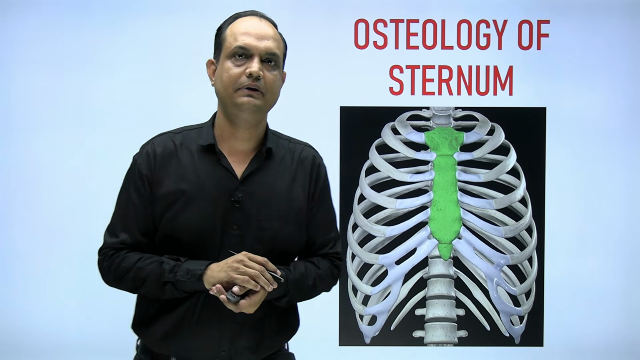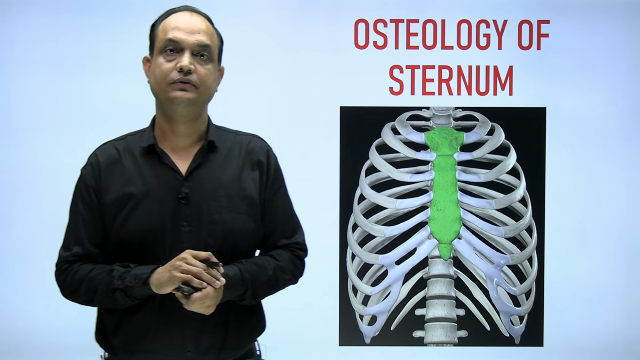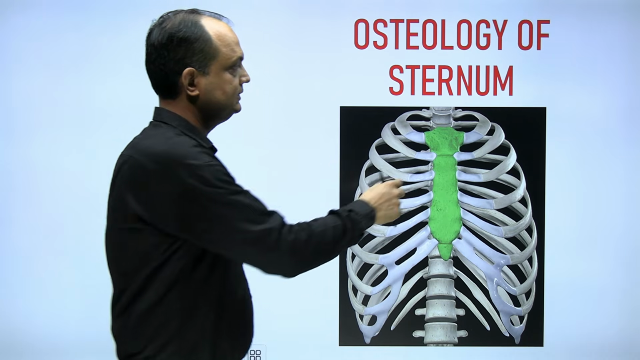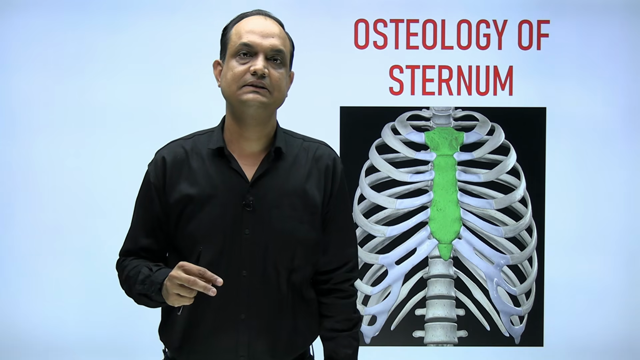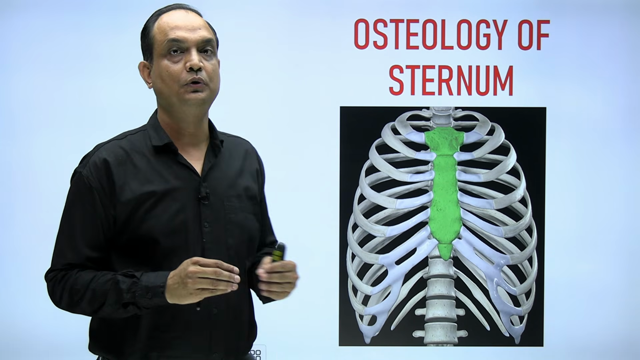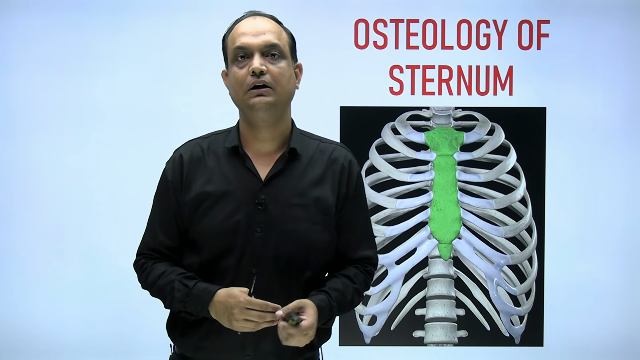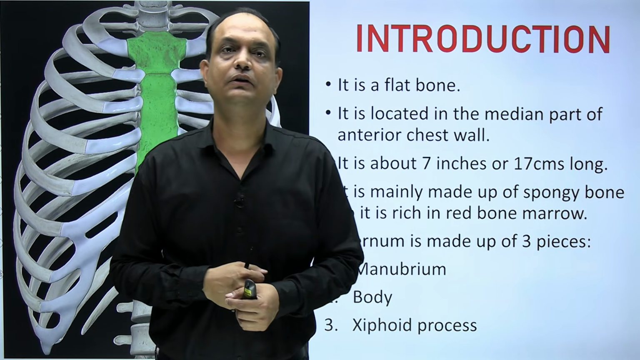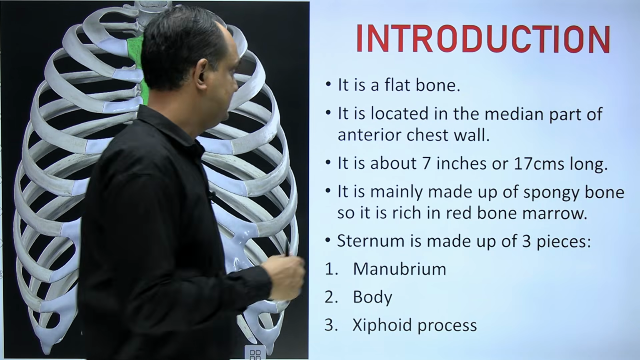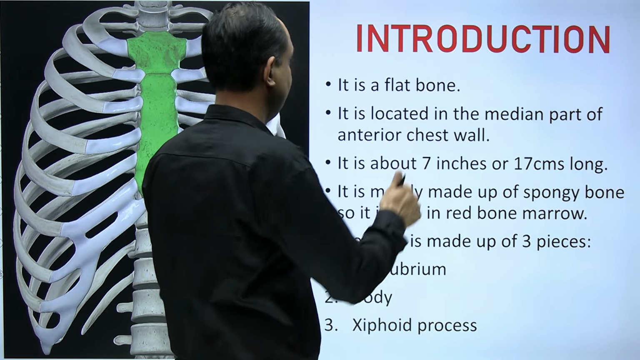Hello students, today we will discuss the osteology of the sternum. You know that the sternum is the anterior bone in your chest wall. So today we will discuss the osteology, we will see the bony features, we will see the attachments related to the sternum. The sternum is an example of a flat bone.